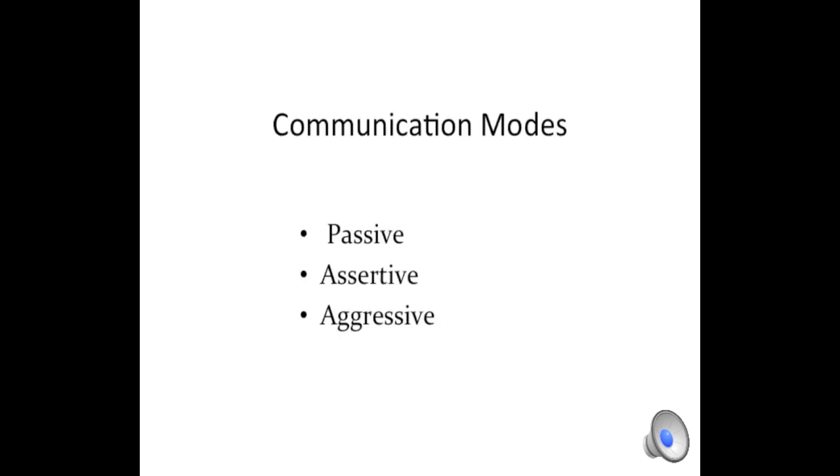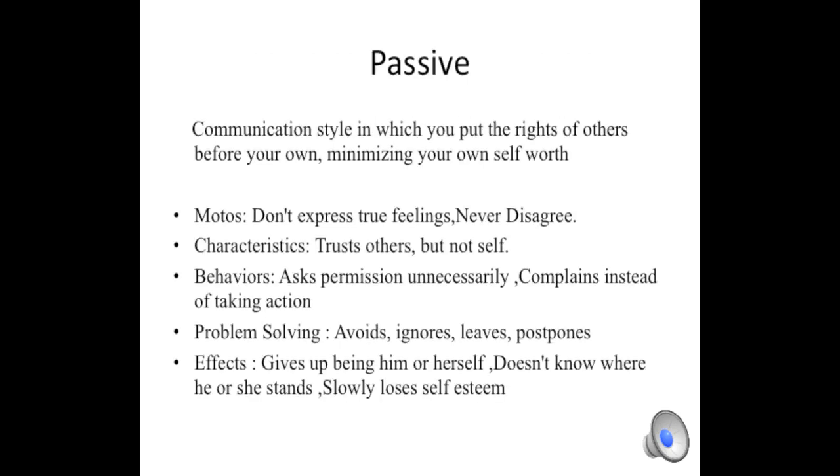Communication modes: passive, assertive, aggressive. Passive: a communication style in which you put the rights of others before your own, minimizing your own self-worth. Motto: don't express true feelings, never disagree. Characteristics: trust others but not self. Behaviors: asks permission unnecessarily, complains instead of taking action. Problem solving: avoids, ignores, leaves, postpones.